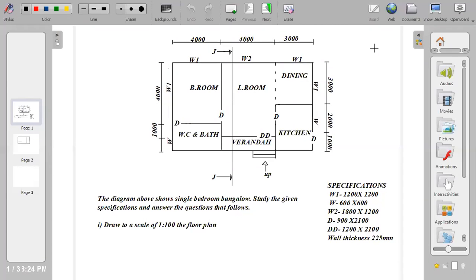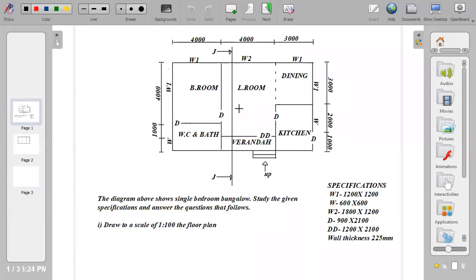Good day everyone. Today I would like to show you how to draw a floor plan from a given sketch plan. Let me stop sharing and share my screen again. Okay. Now this is a given sketch plan. So from this sketch plan, we are going to draw a floor plan.